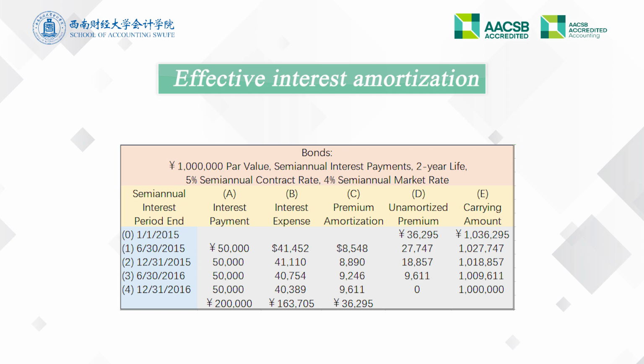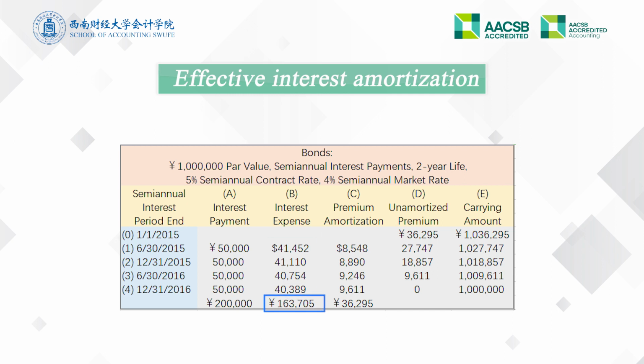We repeat the procedure above and get the following table that shows the effective interest amortization of the company. As we can see, the interest payment is the same for each period because it is based on stated rate and principal, which are constant over the life of bonds. However, interest expense decreases across the 4 semi-annual periods as the carrying amount of bonds payable decreases from the issue price to the par value.